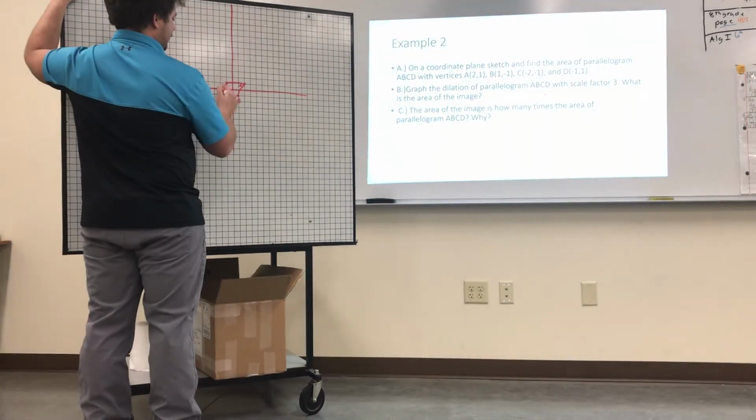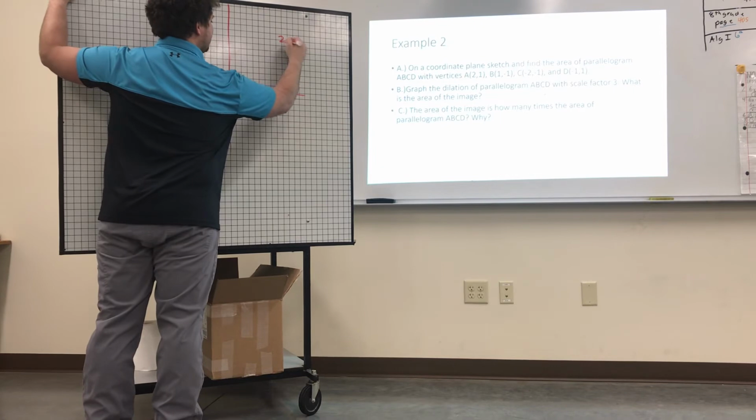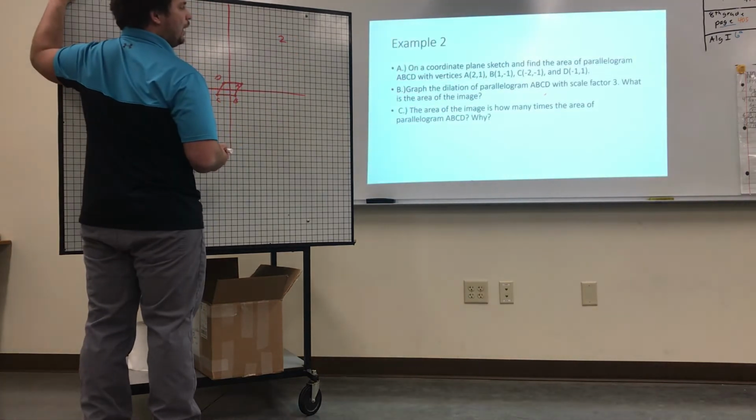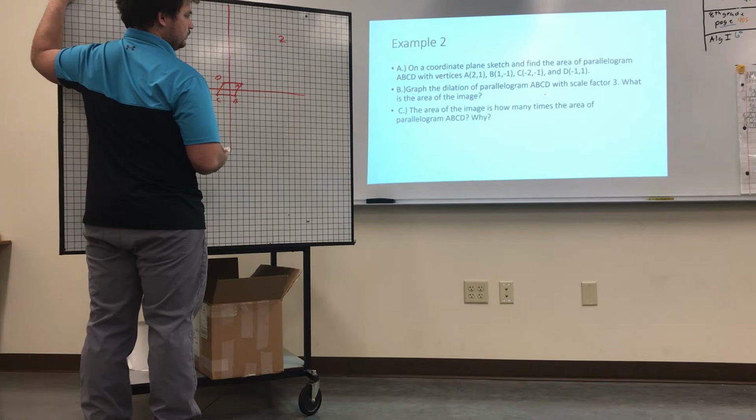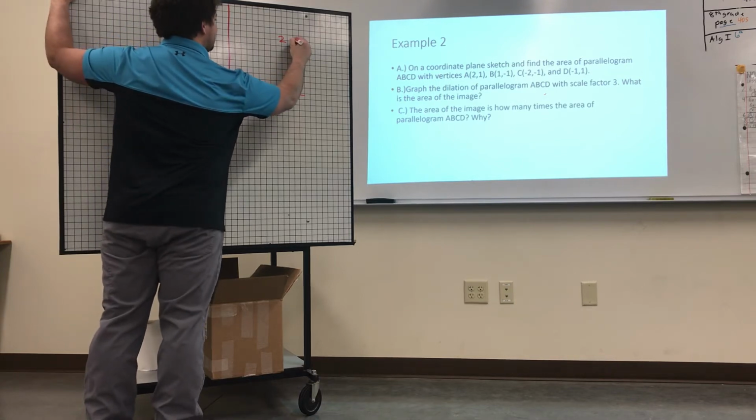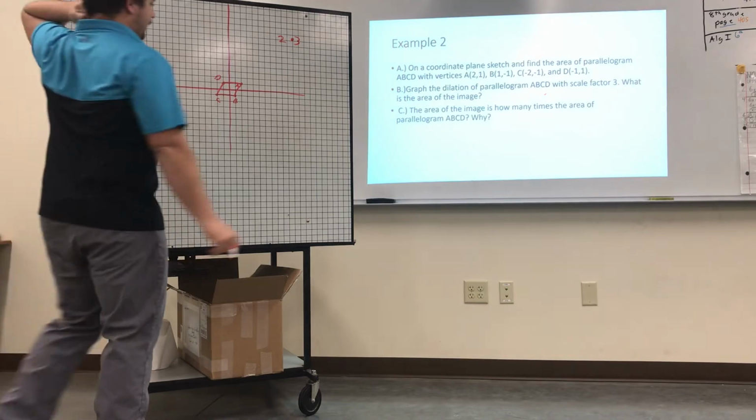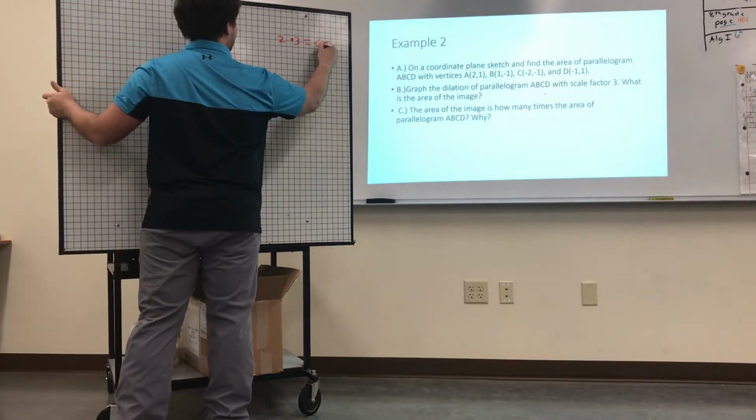Alright, so we've got to find the area of this parallelogram. Well, height is up 1, 2. So height is 2. Alright, length is going to be 1, 2, 3. So it's times by 3. Okay? So our area of this would be 6.